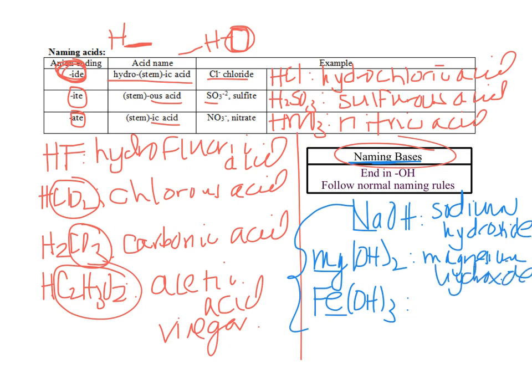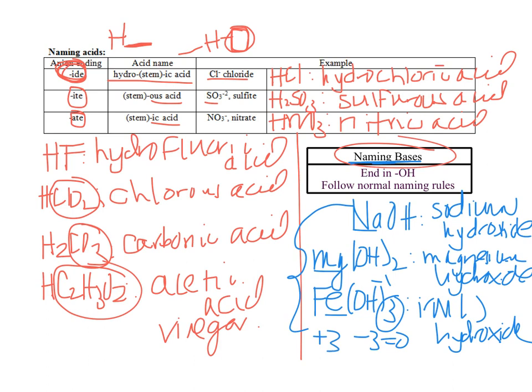And then this next one would be iron. This is an unpredictable charge, so it's going to need Roman numerals. Hydroxide. And if you remember how to do Roman numerals, you work backwards. We know that hydroxide's -1, but there's 3 of them, so that's an overall -3. This iron must be carrying a +3 charge.